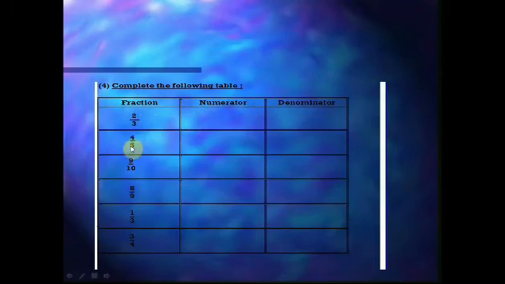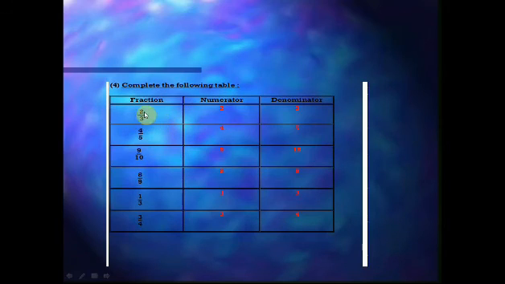Now, complete the following table. We have the fractions 2/3, 4/5, 9/10, 8/9, 1/3 and 3 quarters. What is the numerator and what is the denominator? In the first fraction, 2 is the numerator, 3 is the denominator. In the second fraction, 4 is the numerator and 5 is the denominator.